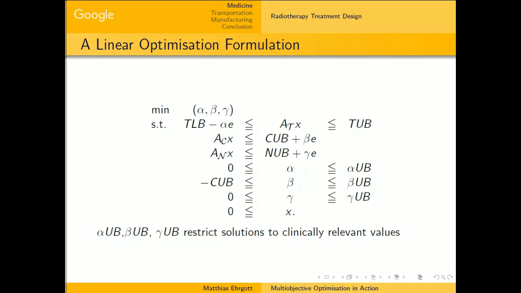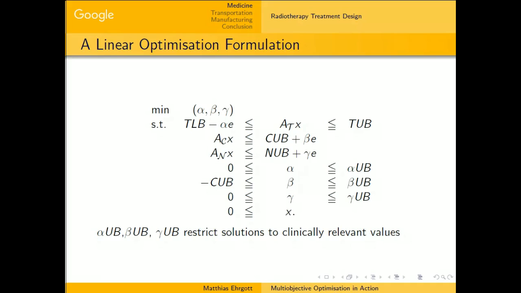So what we say is we elasticize this. We'd like to have the tumor dose greater than the lower bound, but if that's not possible, we're willing to give up something. So that's the minus alpha. For the upper bounds, it's the opposite way. If it's not possible to meet them, let's go a little bit beyond and see how much that is. Obviously, these deviations from the ideal should be as small as possible.